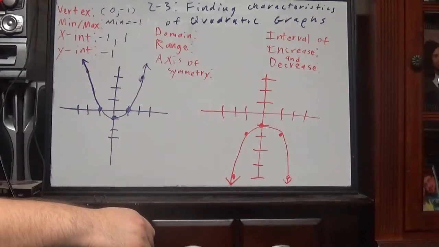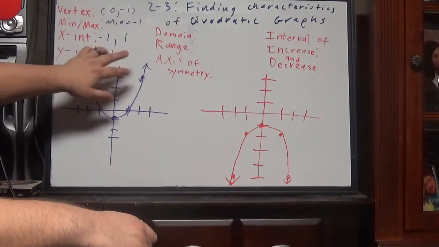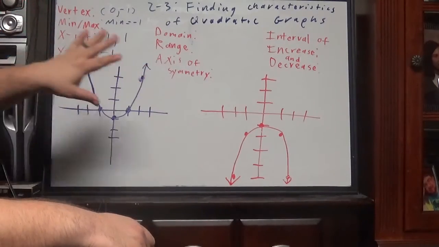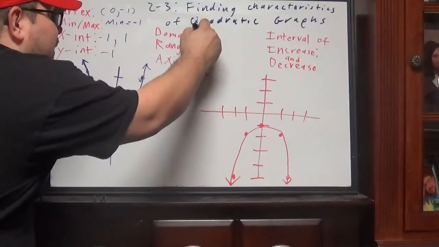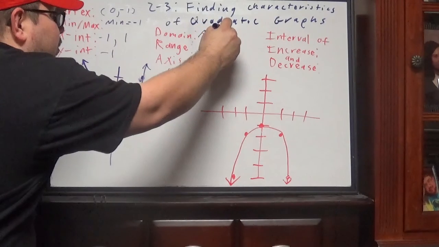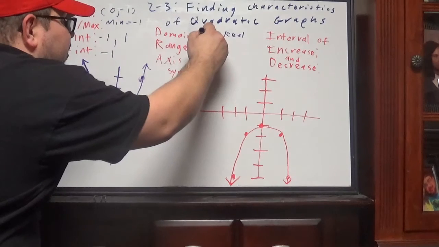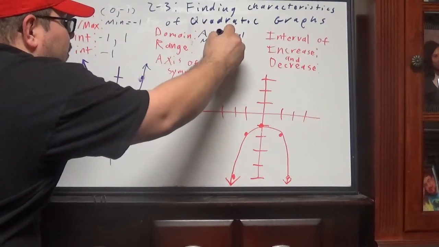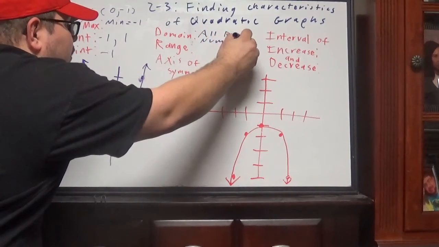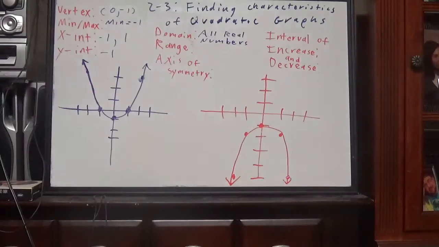The domain is the list of x values for a graph. And in this case, the x values keep going to the left and to the right, so the domain is all real numbers.